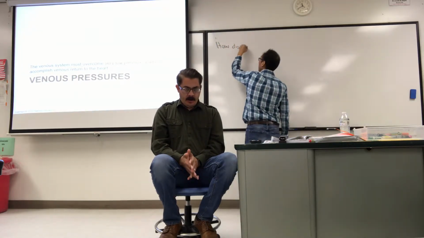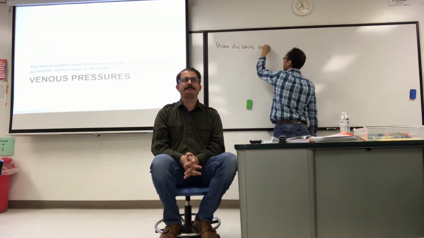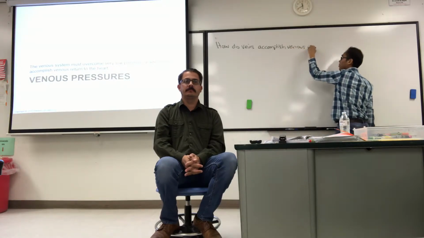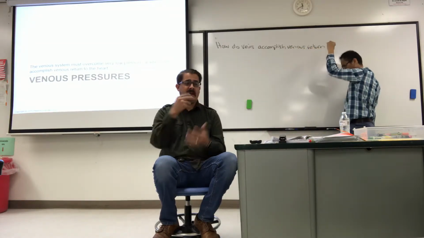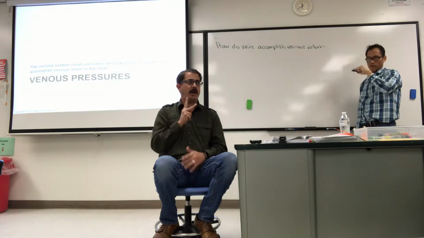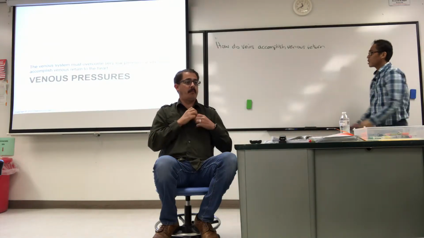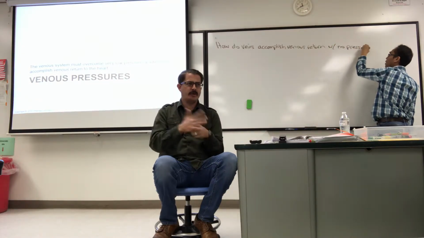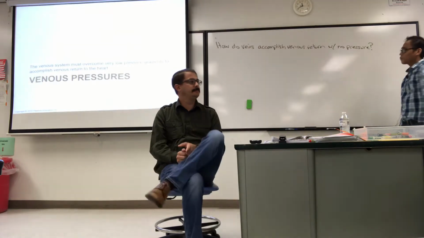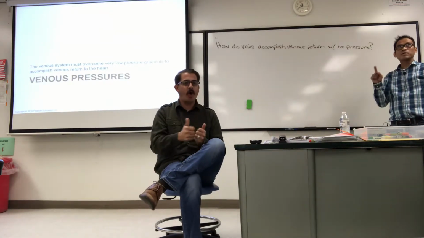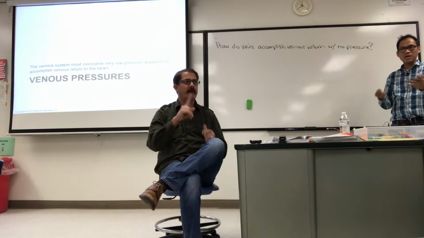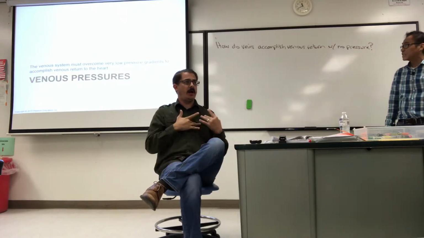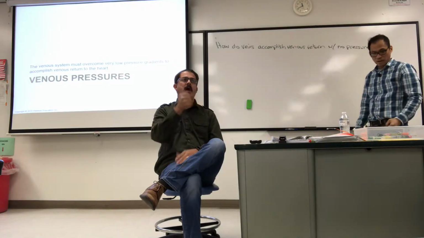How do veins accomplish venous return? Return to where? The heart, yeah. So how do veins accomplish venous return with no pressure? They're too far away from the heart. Those arteries, capillaries, then there's a huge drop off in pressure. There's not enough pressure to push blood back to the heart after the capillary exchange. So there are other things that are compensations.